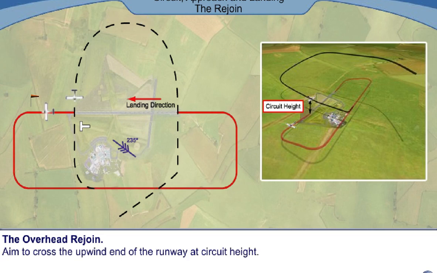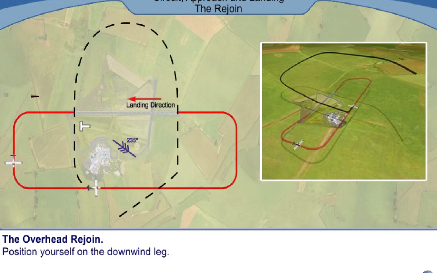Aim to complete your descent so that your crosswind leg tracks across the upwind end of the runway at circuit height. This will keep you clear of other aircraft climbing after takeoff. The amount of power which this will require will depend upon your position at commencement, the wind velocity, and the runway length. Position yourself on the downwind leg.